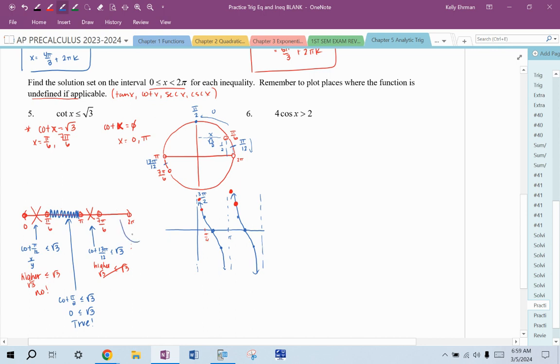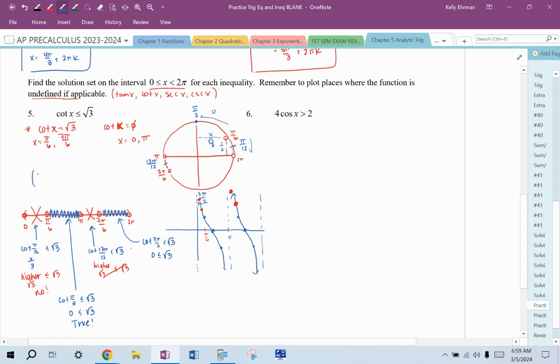And my last one should be easy again. I'm going to use 3 pi over 2. The cotangent of 3 pi over 2, is that less than or equal to radical 3? 0 is less than or equal to radical 3. That is true. So here's a section as well.